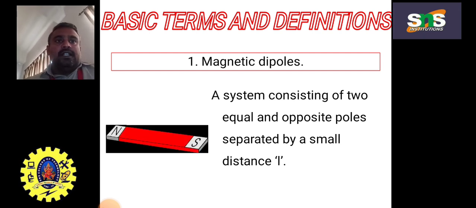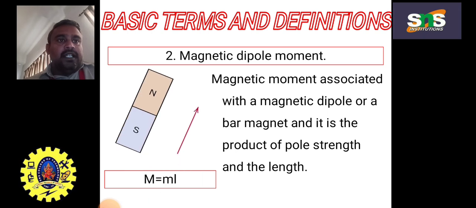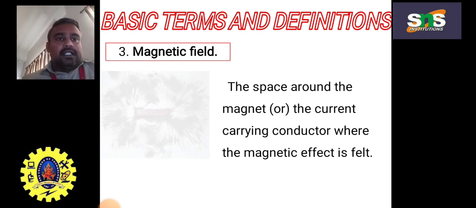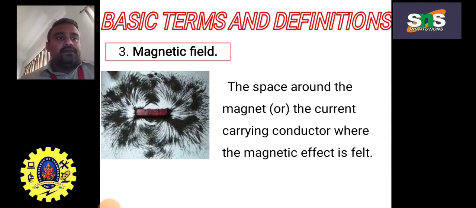So, magnetic materials: basic terms and definitions. The first title is magnetic dipoles: a system consisting of two equal and opposite poles separated by a small distance. Then the dipole moment: the magnetic moment associated with the magnetic dipole or magnet is the product of pole strength and length of the magnet. The next topic is magnetic field: the space around the magnet or the current carrying conductor where the magnetic effect is felt.